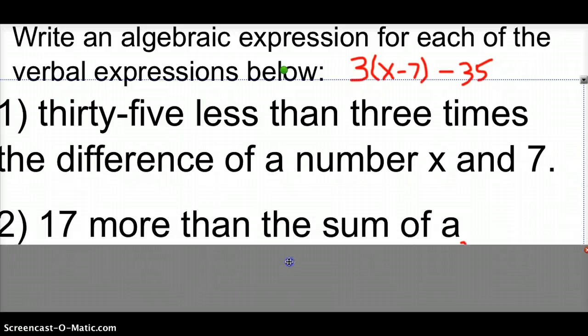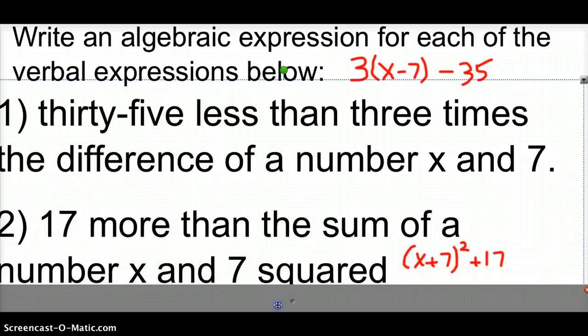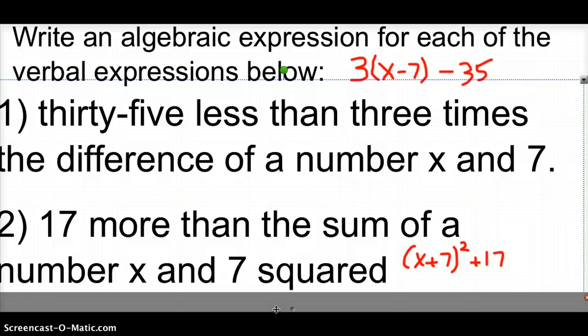In the next one, we have 17 more than the sum of a number x and 7 squared. So the sum of a number x and 7 squared means we're going to add x and 7 together. We're going to square that sum. And it says 17 more than that, so we're going to add 17 to that as well. Again, this short number sentence can replace all of these words in this case.